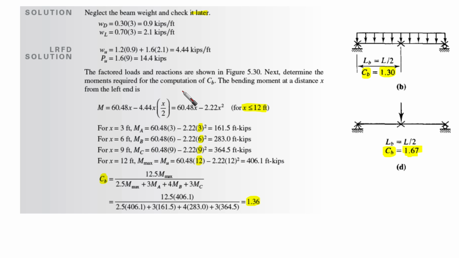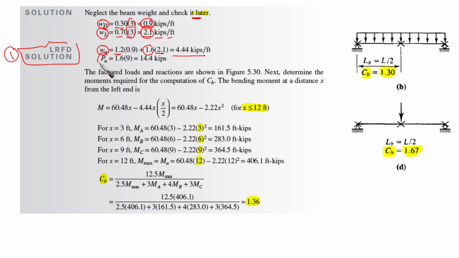Now the solution. First of all, as we are making the design, neglect the beam weight and check it later. We have distributed dead load and distributed live load, 0.3 times 3 and 0.7 times 3, because we have the distributed 3 kips per foot. So we have dead load and live load distributed on the beam. So the ultimate distributed load, if we are going to start with LRFD, is going to be 1.2 times 0.9 dead plus 1.6 times 2.1 live. Gives us 4.44.